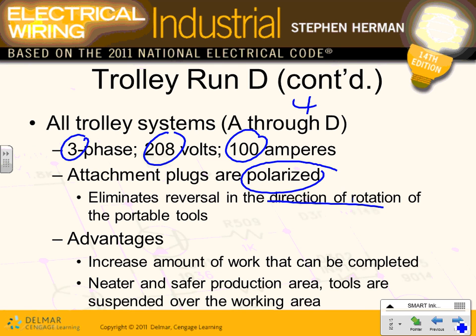Advantages of these: an increased amount of work can be completed because people are not plugging and unplugging. Assembly line production, managers love it. A neater and safer production area, so your tools are hanging at the top of the assembly line instead of laying everywhere in different locations.